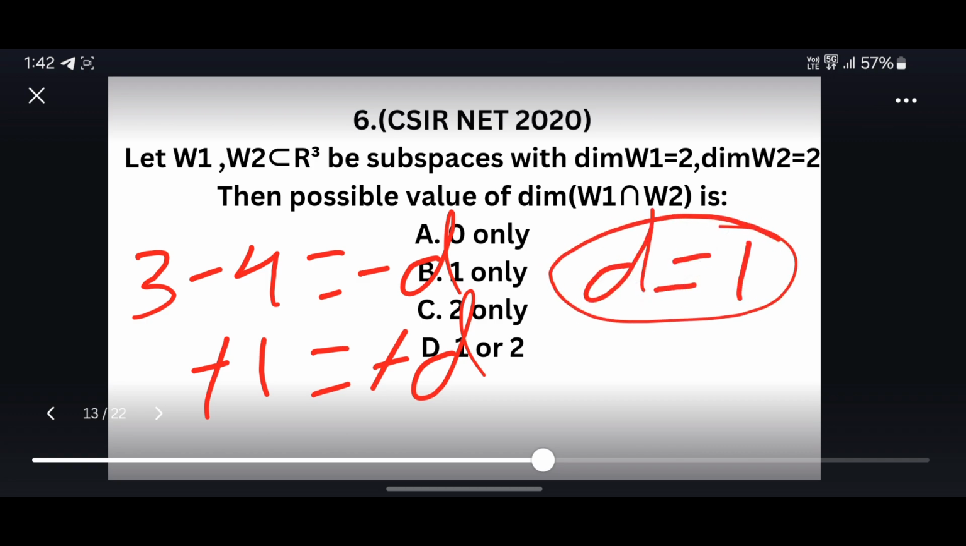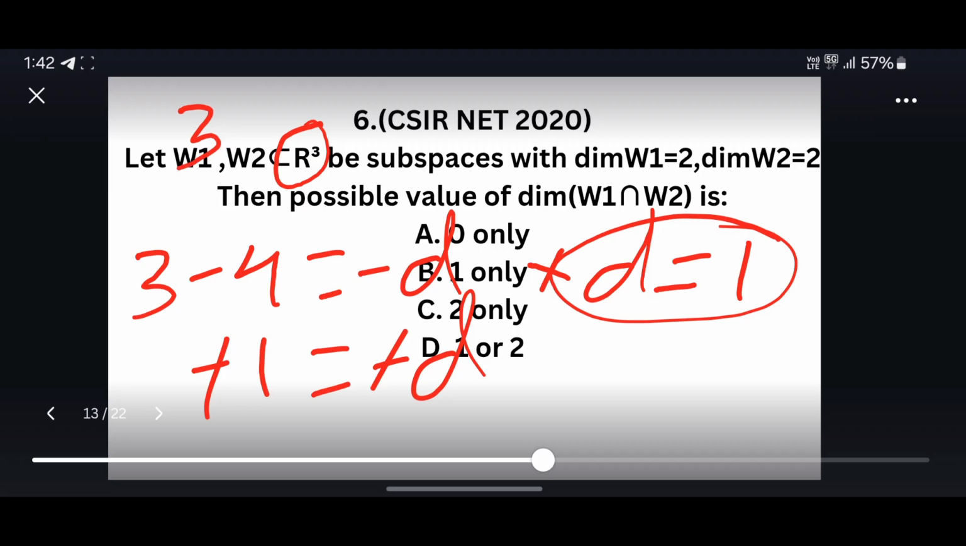So observe the options clearly. A: 0 only, B: 1 only, C: 2 only, D: 1 or 2 only. When we got the answer, we directly put B. But B is not correct. Why is B not correct? Because here the given dimension of W1 is 2 and the dimension of W2 is 2. When we add both, W1 plus W2, it becomes 4. But what is the dimension of the given set? The set is R cube, which is 3.